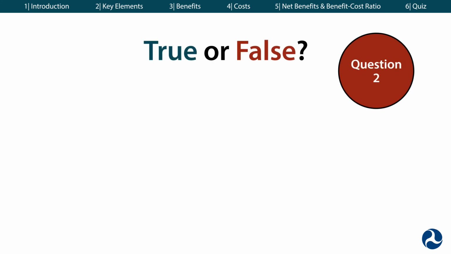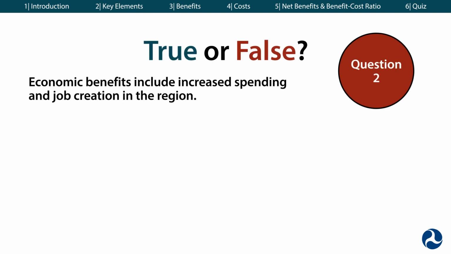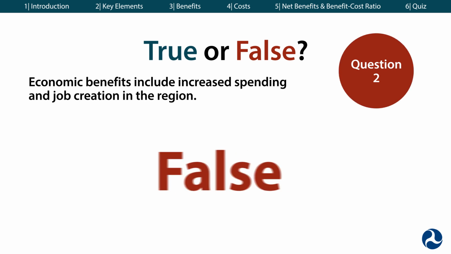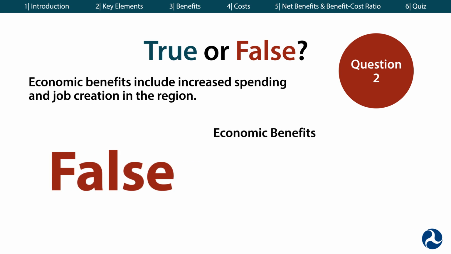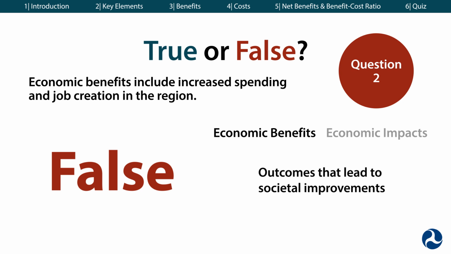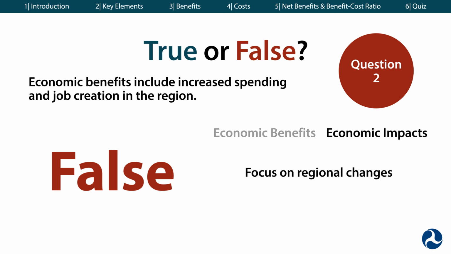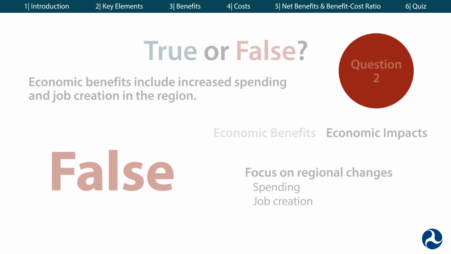Question 2. True or false? Economic benefits include increased spending and job creation in the region. False. It is important to differentiate between economic benefits and economic impacts. For BCAs, benefits refer to the outcomes that lead to societal improvements as a whole. Impacts, however, focus on regional changes, like spending and job creation, which fail to consider changes to the overall society.